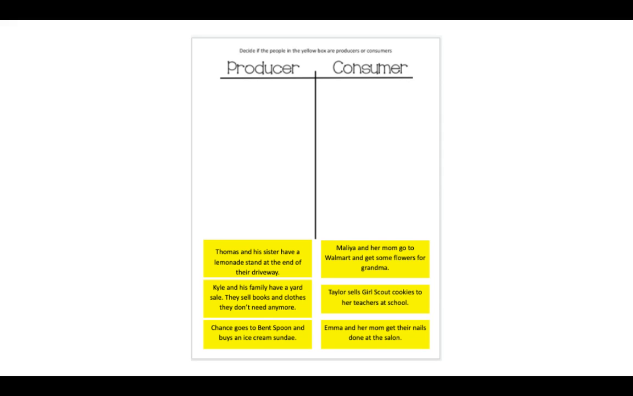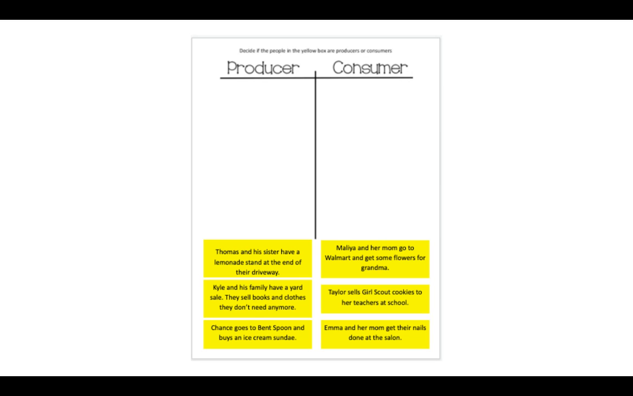Thomas and his sister have a lemonade stand at the end of their driveway. Well, if you have a lemonade stand, are you buying lemonade or are you selling lemonade? That's right, you're selling. So you're making and selling lemonade. So that would make you a producer. A producer makes or sells.